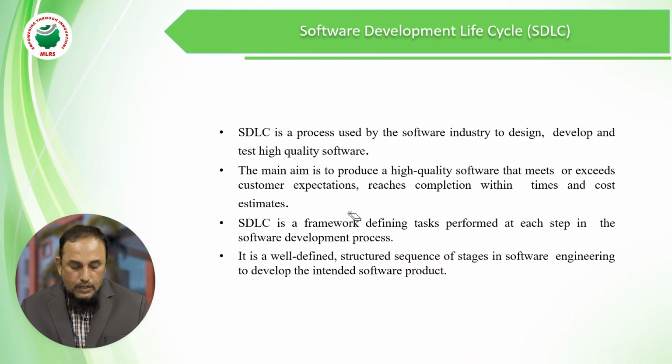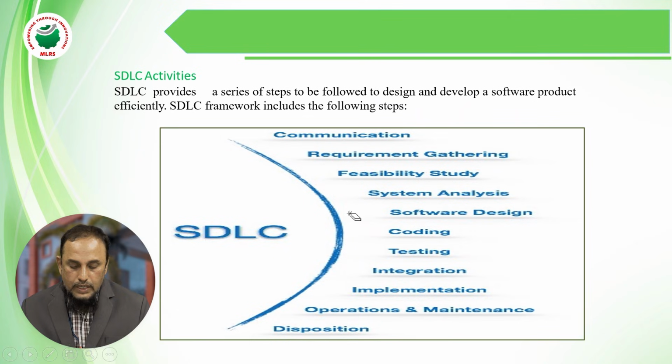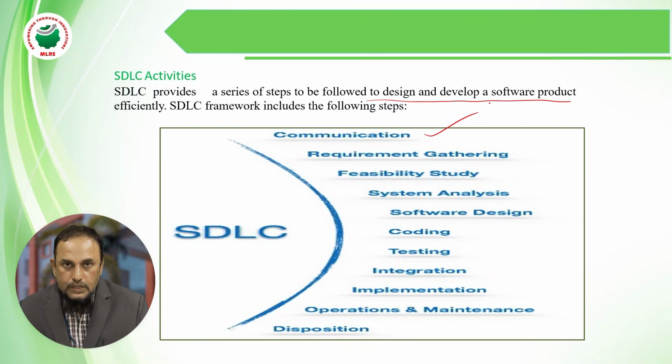Now here we can see what the activities in the SDLC are. SDLC activities provide the steps followed to design and develop a software product efficiently. See, the first activity in the SDLC is communication. Communication means communication between the customer and the developer, the developer being who is developing that project. Now requirement gathering means we are gathering the requirements from the customer. This is the first step in the designing of the software project.